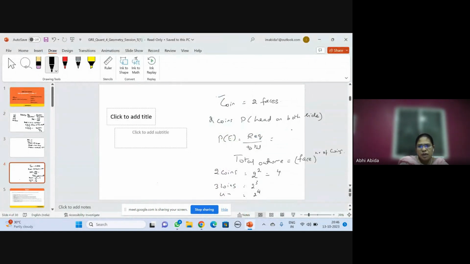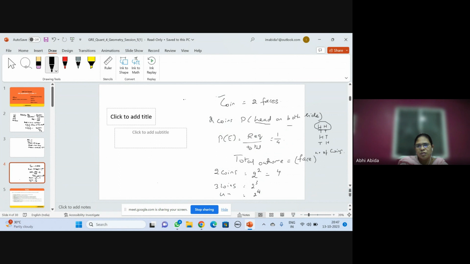Let us say two coins are tossed. These are the outcomes: head and head, tail and tail, head and tail, and tail and head. What is the question here? Probability of getting head on both sides. Both the coins should reflect the head. So the suitable condition here is only one outcome, over how many outcomes? Total 4 outcomes.